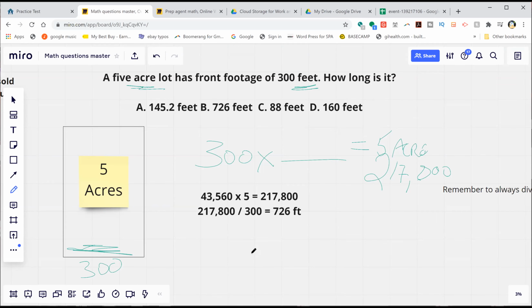Now, here's something you could have done. Like another way you could have come to this, if you're like, I would never have divided by 300. That's cool. If you could draw that lot on your piece of paper, and you would understand that one side is going to be 300 and then the other side is unknown, and you know that the square footage is 217,800, then what happens is this. You could just multiply 300 by all of the answers until you get the 217,800. And someone asked, is it always multiply and then divide for frontage questions?